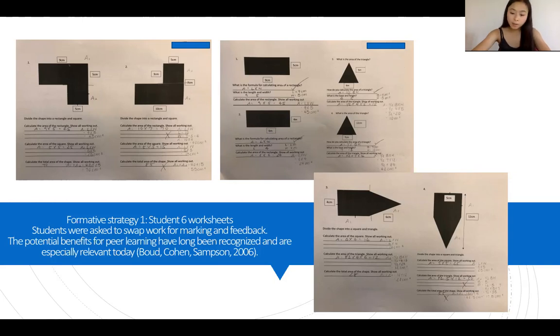So after the time frame I had set for the students to complete the work, we went through the answers as a class. I got the students to mark their elbow partner's work, provide feedback and feed forward with very detailed answers, as you can see here.